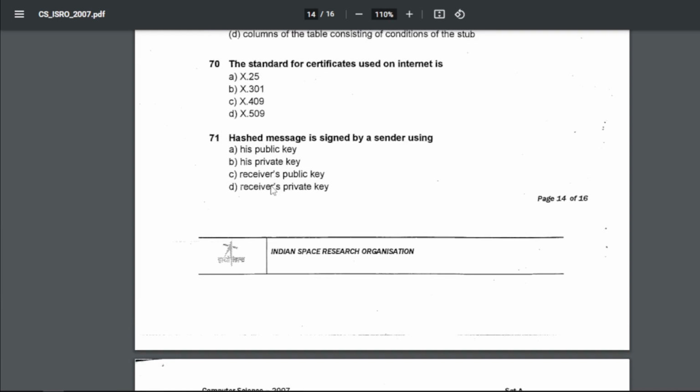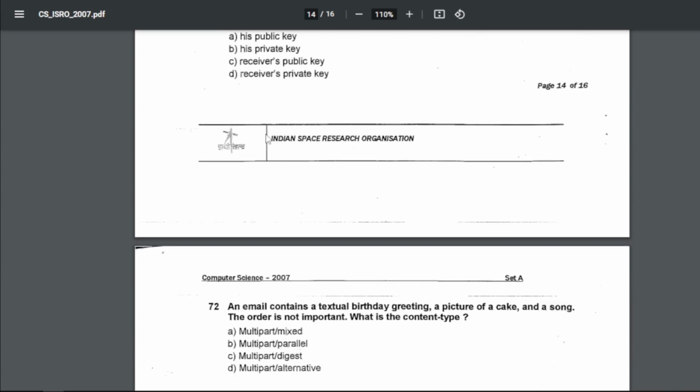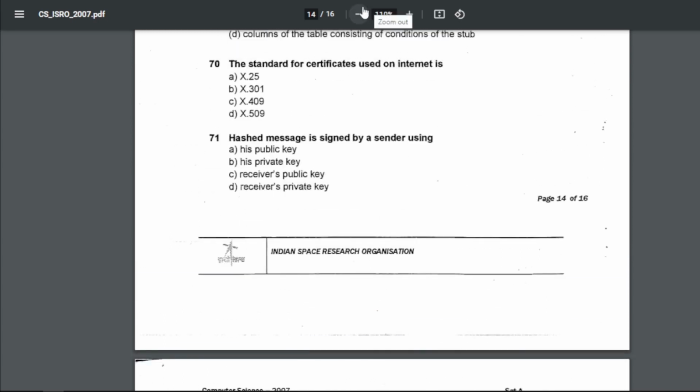Next question is question number 71, that is, a hashed message is signed by a sender using what? Basically, a hashed message is signed by the sender using his private key. Remember that a hashed message is signed by a sender using the private key, right? Because after the generation of a hashed message, that needs to be transmitted over the network, right? So it is signed or encrypted using the private key of the sender, which generates the digital signature. The message is transmitted along with the digital signature, which ensures authentication and non-repudiation, right? So for 71, B will be the answer, his private key.